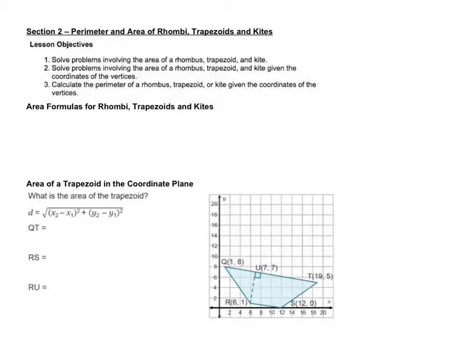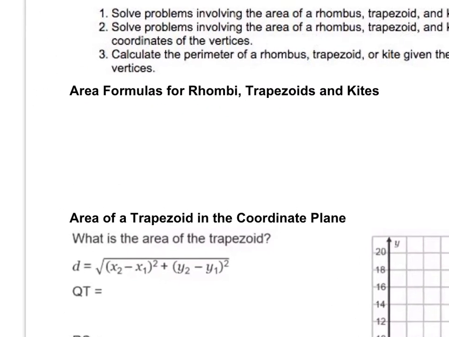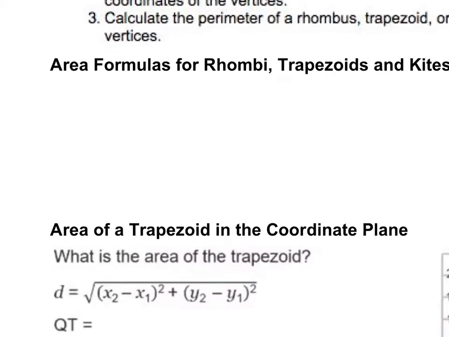Okay, so what we want to do is solve problems involving area of a rhombus, trapezoid, and kite, and then do that in the coordinate plane. We also want to be able to calculate the perimeter of those in the coordinate plane as well. So what I want to do real quick is just talk about the area formulas for rhombi, trapezoids, and kites.